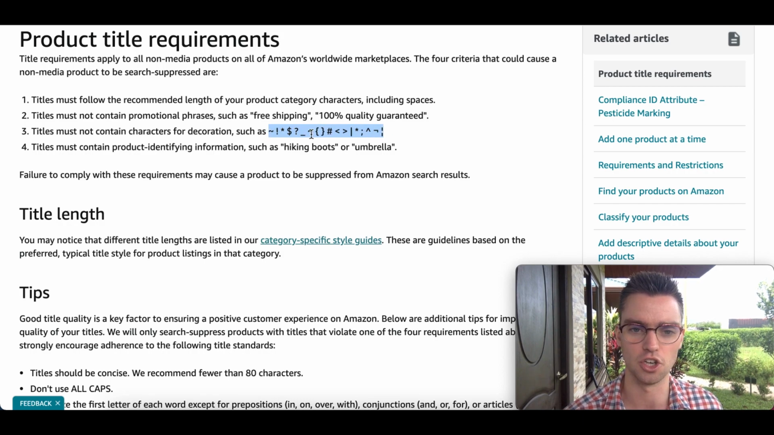You can go through and look at this yourself. I used to use this character specifically in my titles a lot because it made it look a little bit nicer and organize the information a little bit better. However, I've stopped using this, as well as any of these characters here.